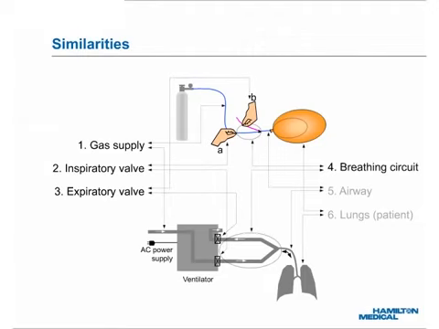4. The blue and pink tubes between the Y-piece and the two hands correspond to a breathing circuit. 5. The blue tube piece between the Y-piece and the balloon corresponds to the airway. 6. The balloon corresponds to the lungs of a ventilated patient.